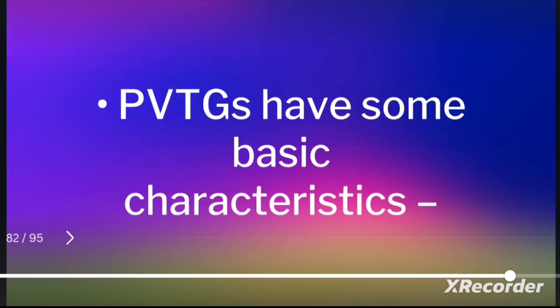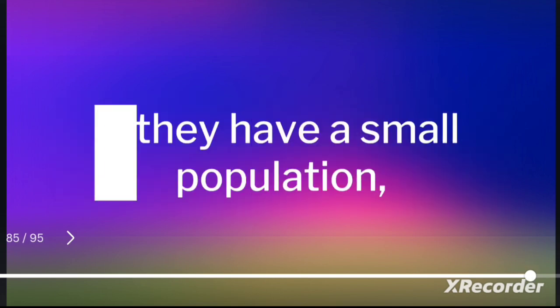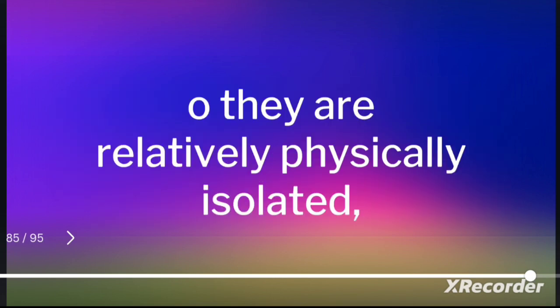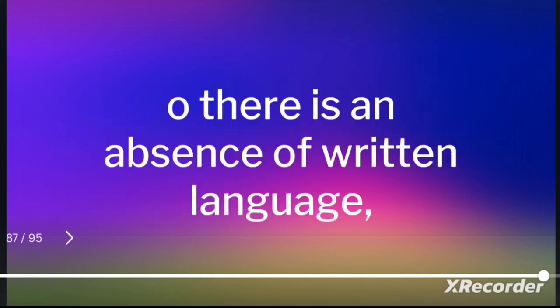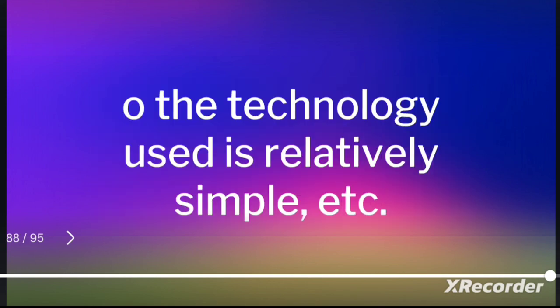Particularly vulnerable tribal groups have some basic characteristics. They are mostly homogeneous. They have small populations. They are relatively physically isolated. Their social institutions are cast in a simple mold. There is an absence of written language. The technology used is relatively simple.